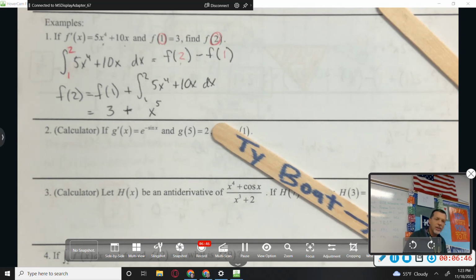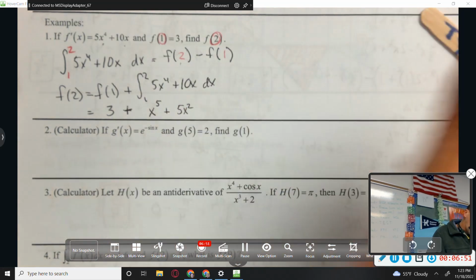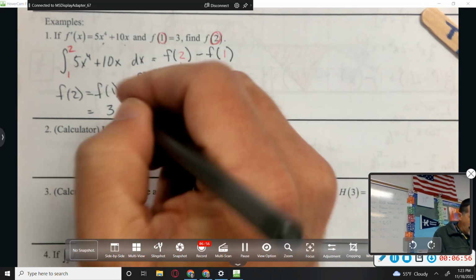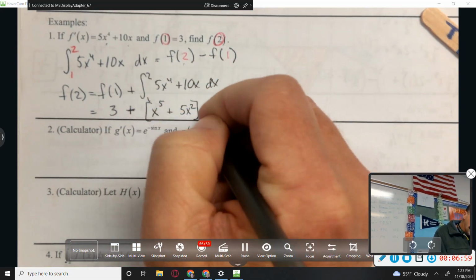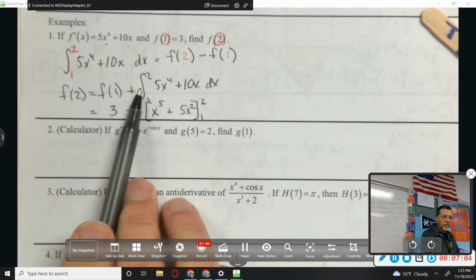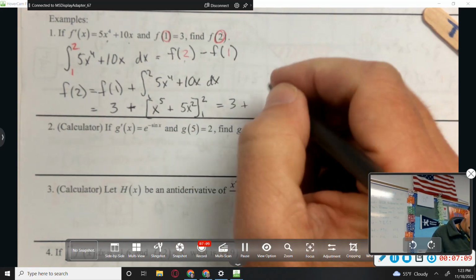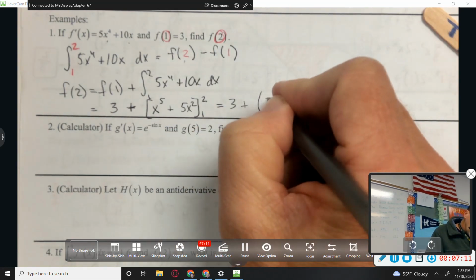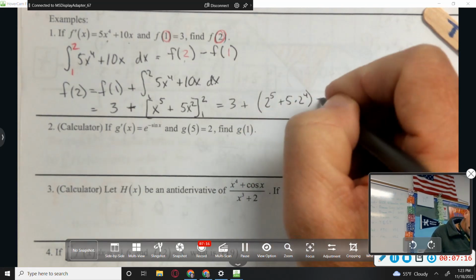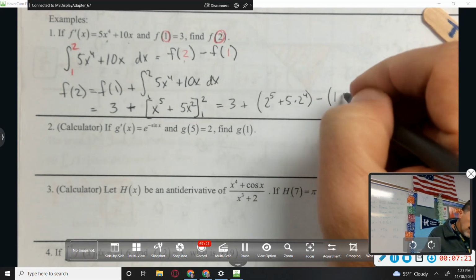Ty, how about the antiderivative of 10x? 5x squared. And now I need to be careful with my notation here, because what I have now isn't quite right. I need those limits from 1 to 2. All right, we use the antiderivative. Now we want to use the limits. So 3 plus, plug in 2: 2 to the 5th plus 5 times 2 squared, minus, plug in the lower limit, 1 to the 5th.